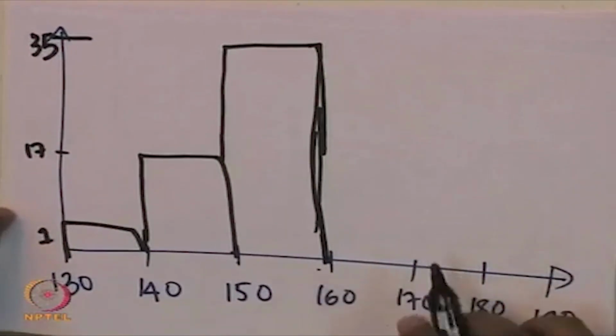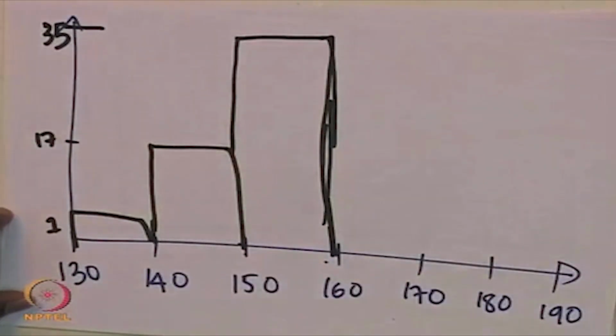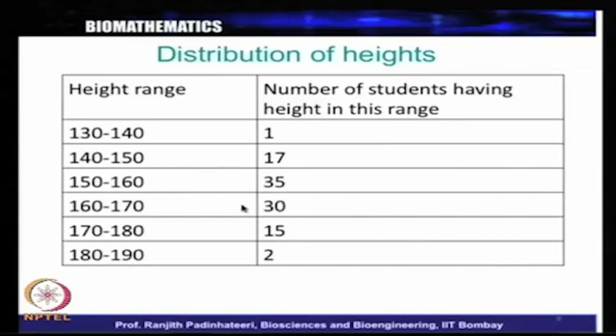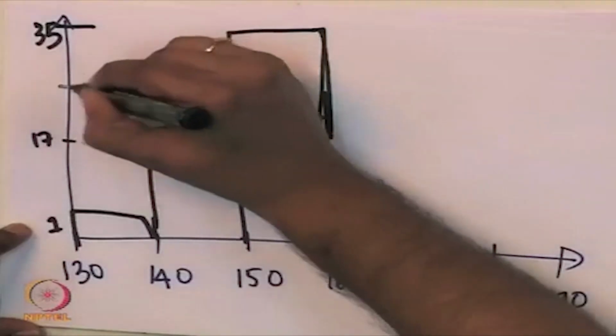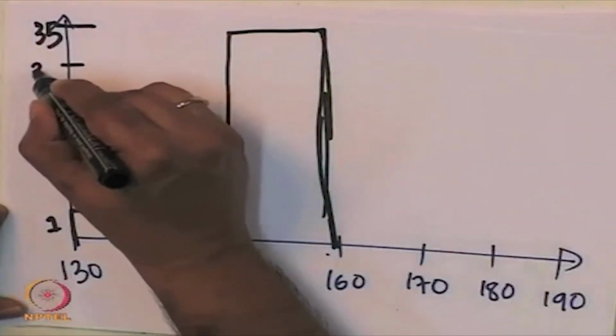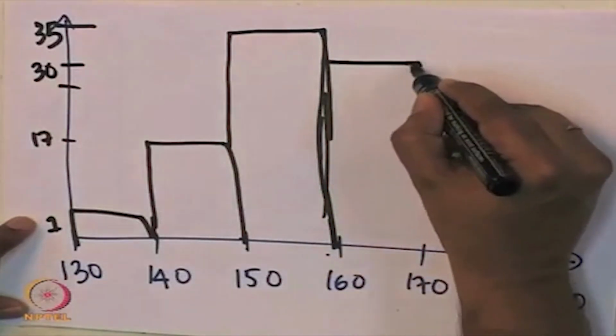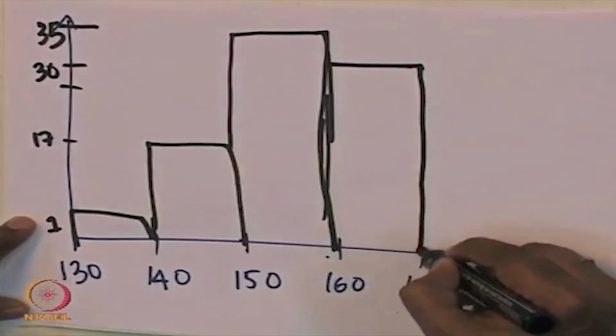Between 160 and 170, there are 30 students. That's what this table says, 30 students in this range. So 160 and 170, 30. Let's say this is 30 somewhere here, so we can mark it this way, 30 students.